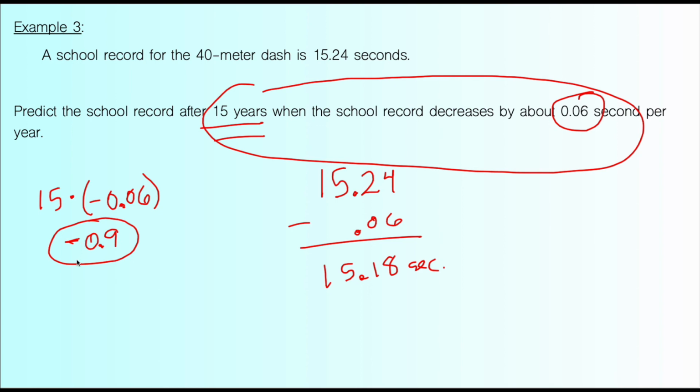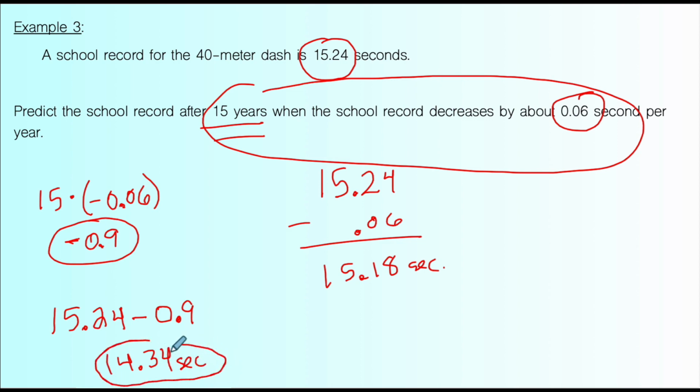Which might not seem like a big number, but when it comes to sports and running in particular, if you can shave a second off of your time, that's almost a second. That's a lot, especially when it only takes you 15 seconds in the first place to run the race. So now let's answer the question. 15.24 was the school record, and in 15 years, we're predicting that we're going to shave off or decrease by 9/10ths. So in total, the new record we would predict after 15 years is going to be 14.34 seconds.